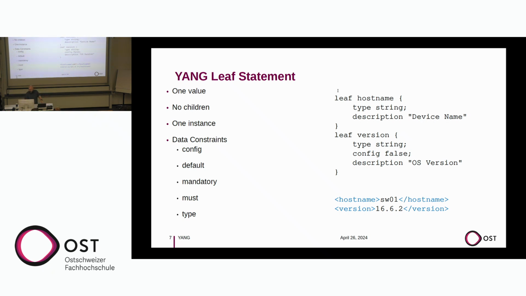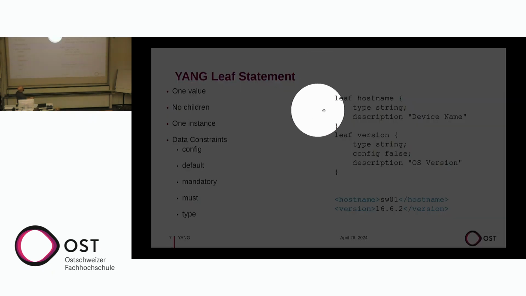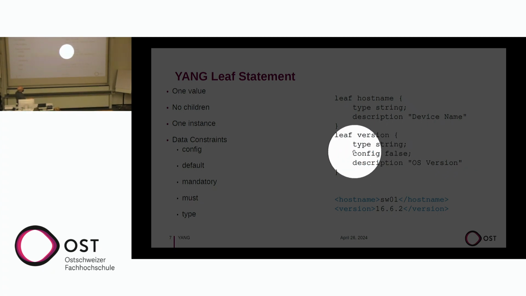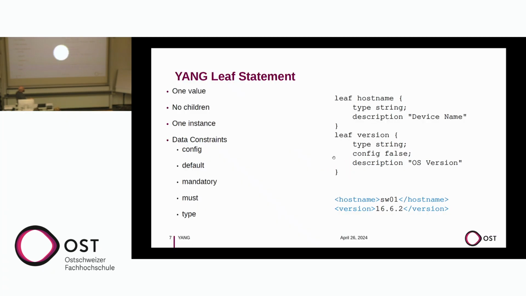And also important, and maybe a little special if we combine with other schemas, we have this config field. So we can define, for example, the version is not a config field. I can get the version field, right? But I cannot just configure it to be another version. For this, I would need to upgrade the device. So this is state information, so it's not a configuration.